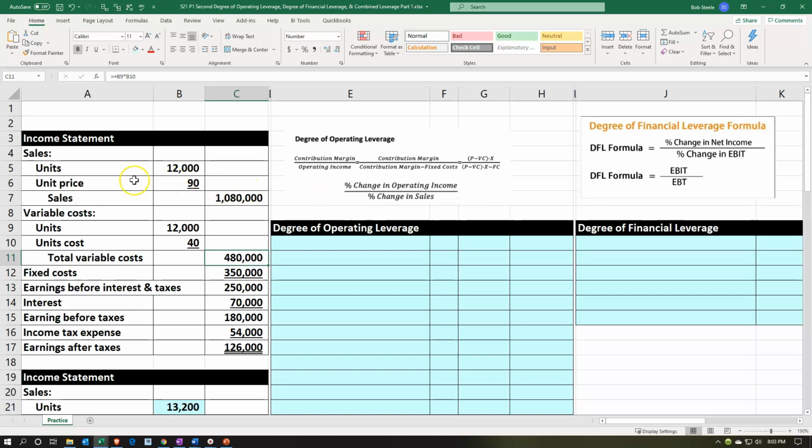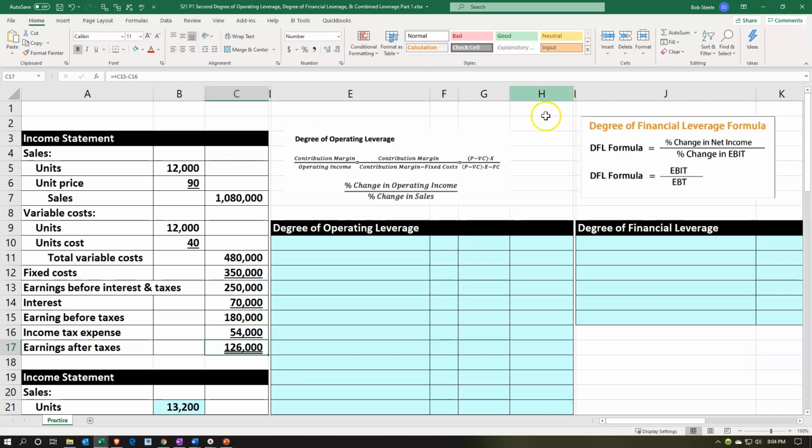Okay, so information on the left is going to be the income statement in basically a contribution margin format. We've got the sales, unit sales times the price. That gives us the sales side, and then the units times the cost, the variable costs, will give us the variable cost, and then if you subtract those out, that would be the total contribution margin, but we're just going to subtract out the fixed costs. That will give us the earnings before taxes and interest. Then we'll subtract out the interest to give us the earnings before taxes, then subtract out the taxes to give us the earnings after taxes.